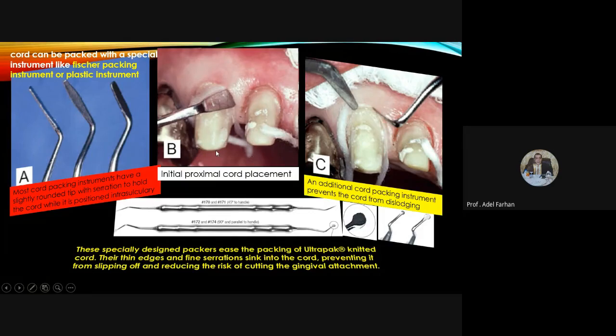Most of the time, the initial placement of our cord starts from the interproximal area. As you know, the interproximal area has a sulcus that is deeper than the buccal or the lingual. Therefore, most of the time we start from interproximal, then we go to the buccal, where we follow the gingiva to the other side.